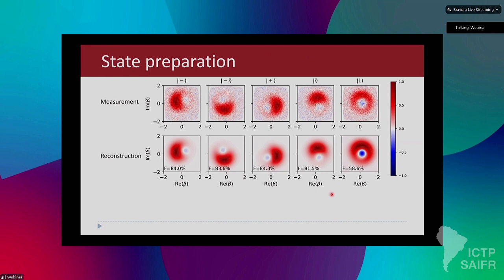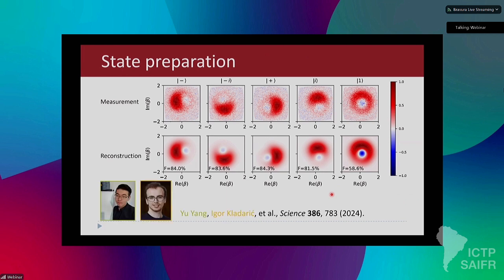All right, so this was work done by my PhD students, Yu and Igor, who are sitting in the back over there. Igor is actually giving another talk about this. If you want more details, you can look up his talk on Wednesday. And Yu is giving a poster at the poster session.